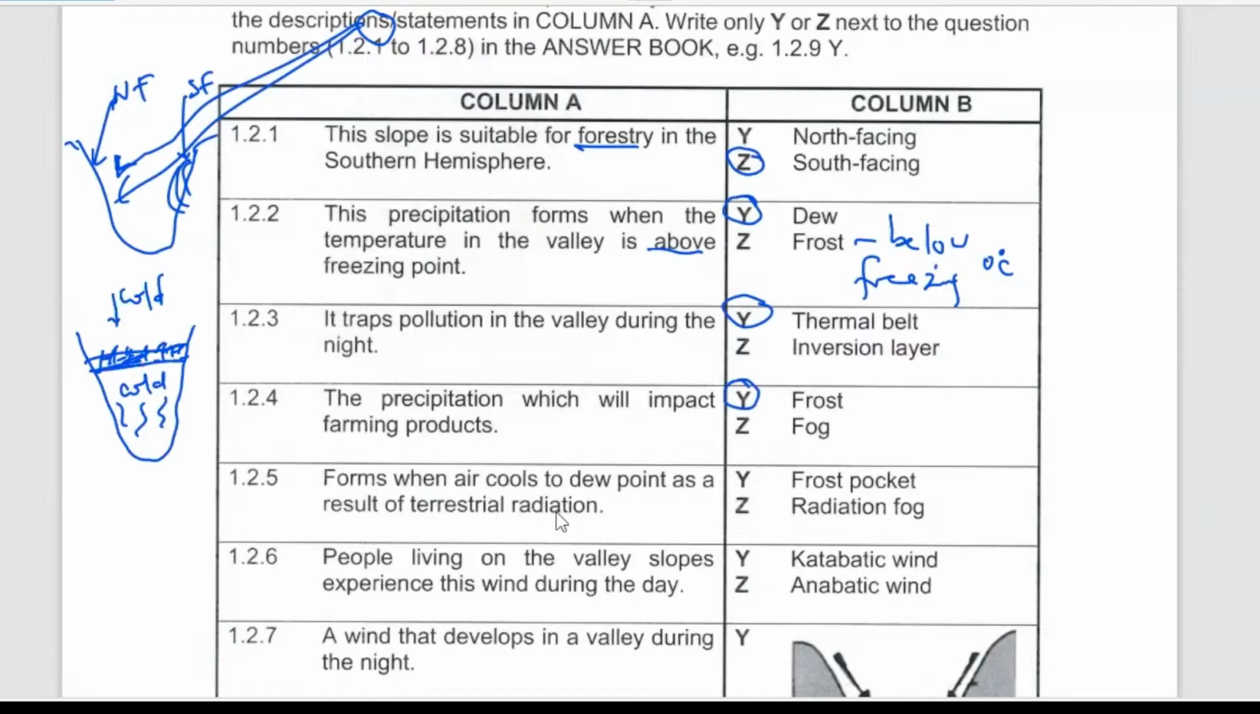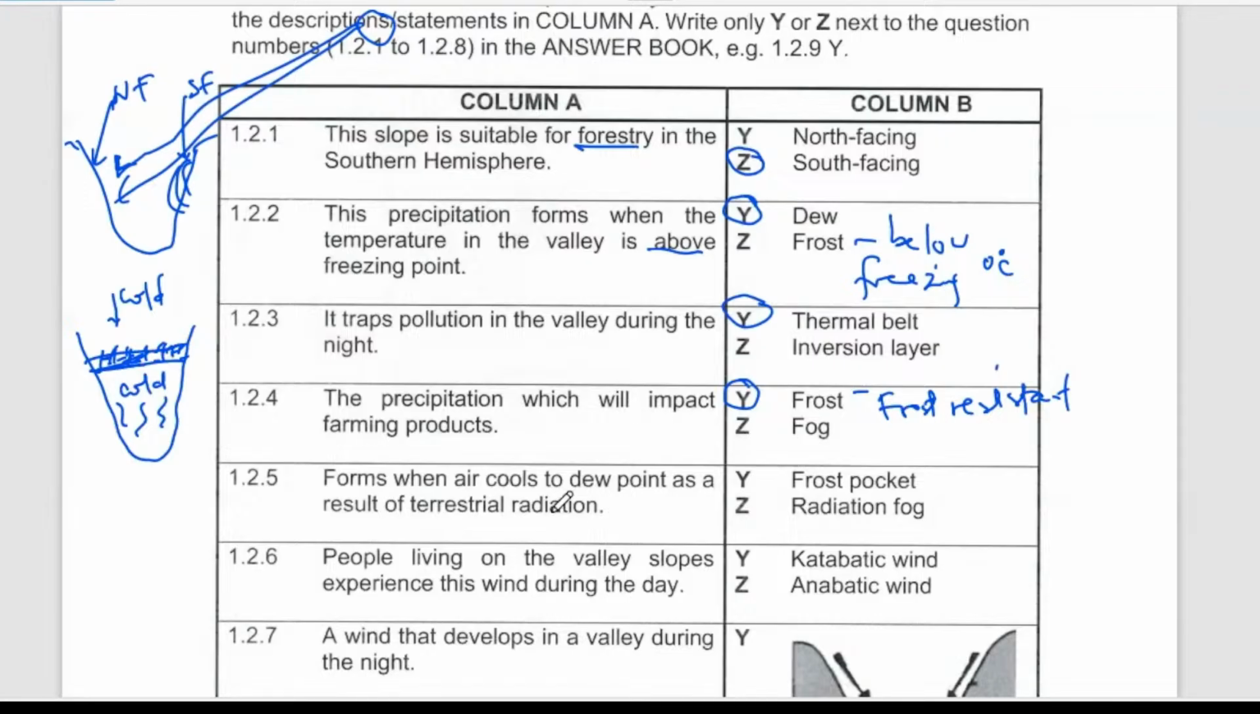When we have frost, ultimately it means the nature of crops that we must grow in that area, we need only to grow what we call the frost resistant crops. Those crops that do well in extremely cold conditions. Otherwise, if we grow crops which are not resistant, they are going to be affected by the frost. They are going to dry out because of excessively low temperatures. So it's going to affect farming products because of the frost.